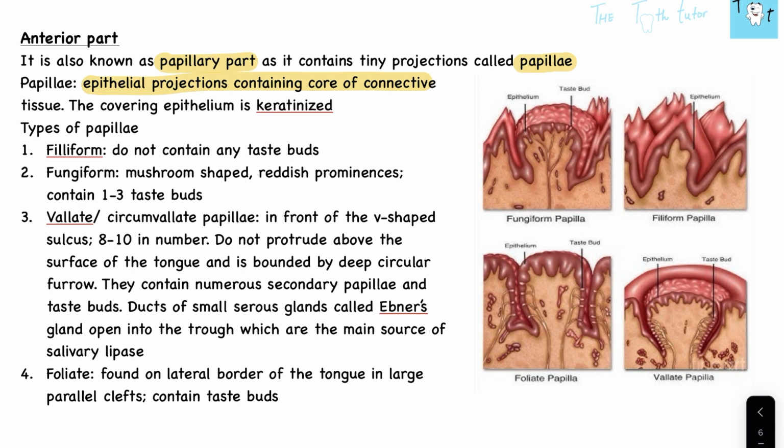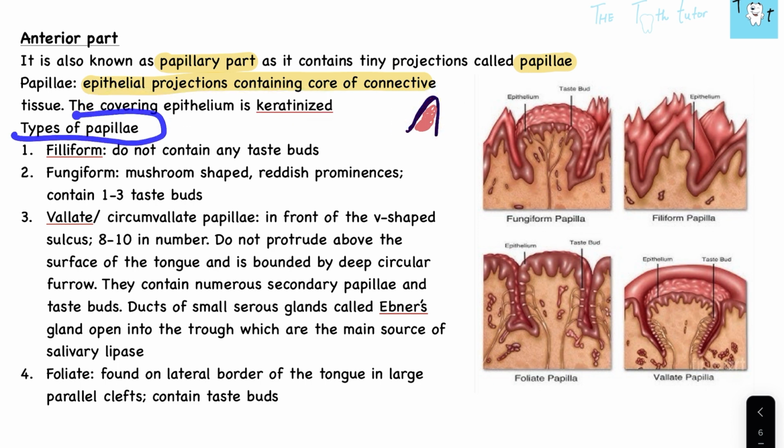What this basically means is that they are just projections of the epithelium. Projections means something that is kind of coming out. And then the core of these papillae is made up of connective tissue. This is all the definition means. Moving ahead, the covering epithelium of the papillae is keratinized in nature.